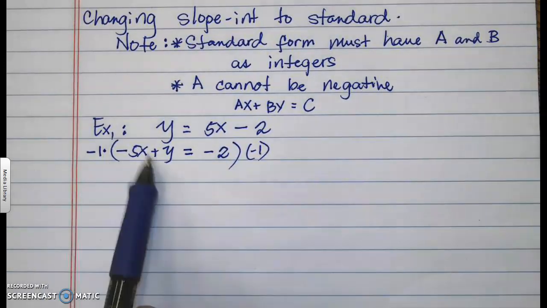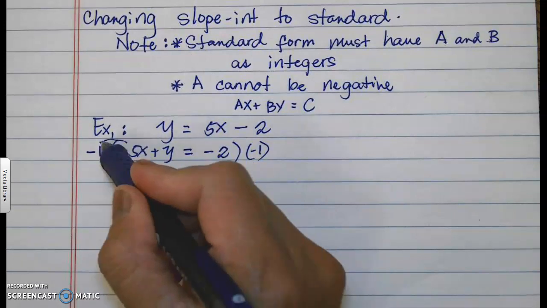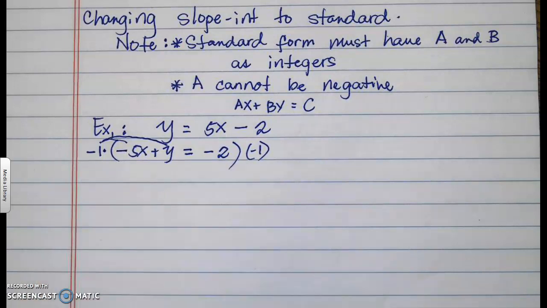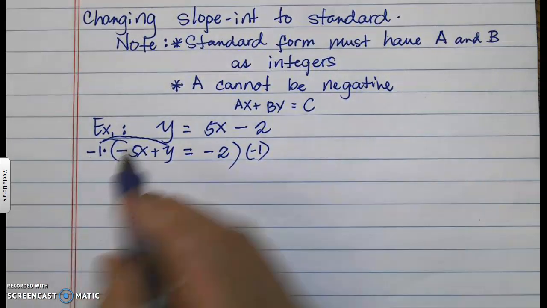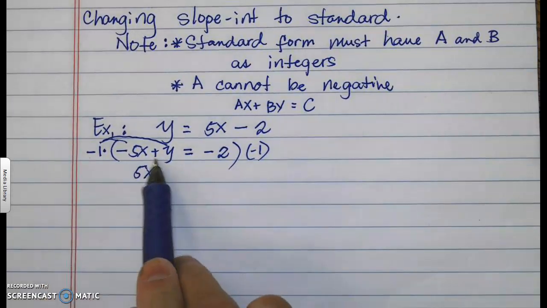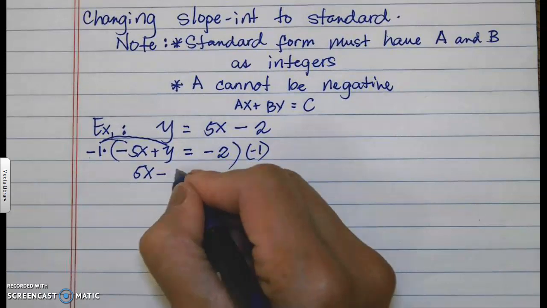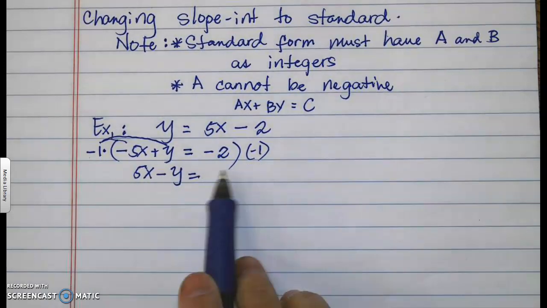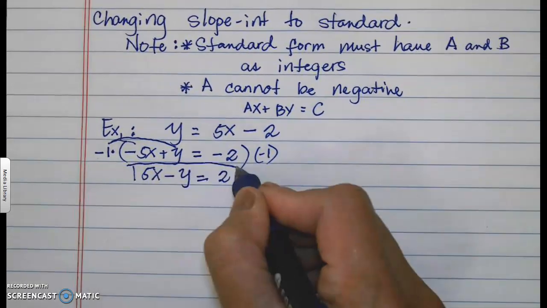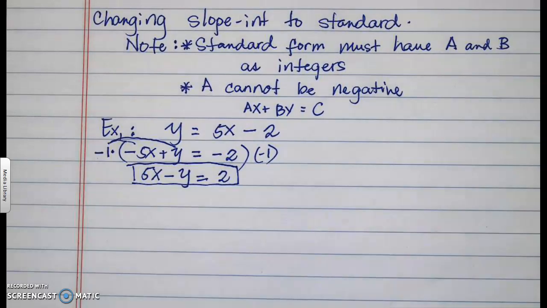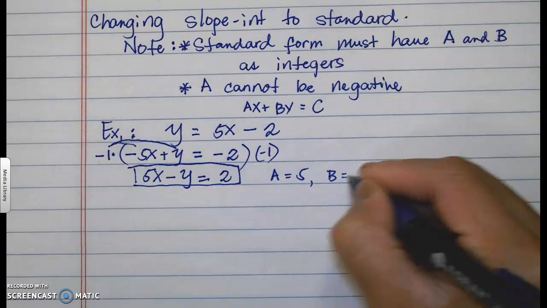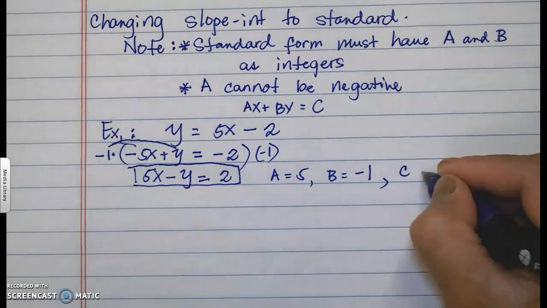When you multiply this by a negative 1, you will distribute, okay? You're not just going to multiply the first one by the negative 1. You will multiply everything by negative 1. So this turns to a positive 5x. Negative 1 times positive 1y is a negative 1y, or a negative y. Negative 2 times negative 1 is a positive 2. And that is it. That's my standard form. And just to point out, your A here is 5, your B is negative 1, and your C is a 2.